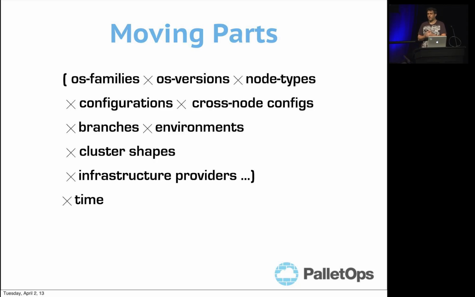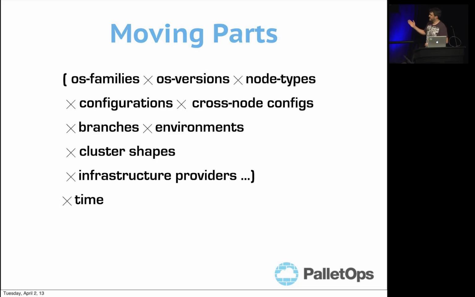Right? For example, we develop a lot on our laptops using VirtualBox, and we treat VirtualBox as a cloud provider. And when things are working on our laptop, then we just test on the cloud, and we just change the provider. Right? So it's a combinatorial explosion, and then if you factor in time, it just gets worse.